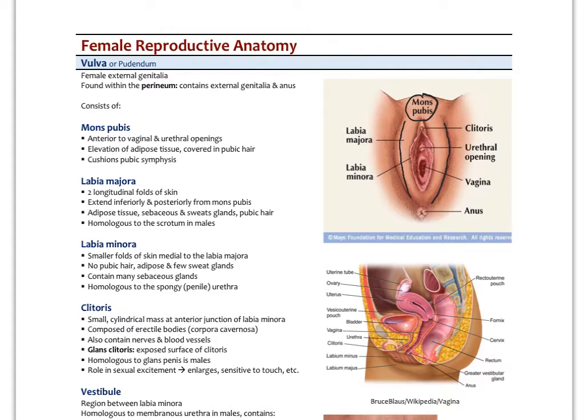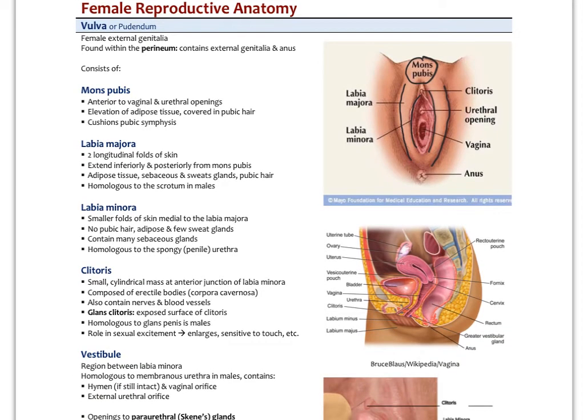And then there's the labia minora inside of that. And these are smaller folds. They're medial to the labia majora. There's no pubic hair, adipose, and only a few sweat glands, but there are a lot of sebaceous glands, which gives it a lot of inner moisture. And this is homologous to the spongy or penile urethra.